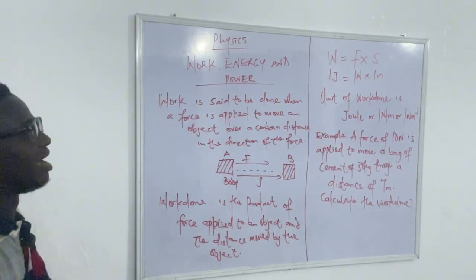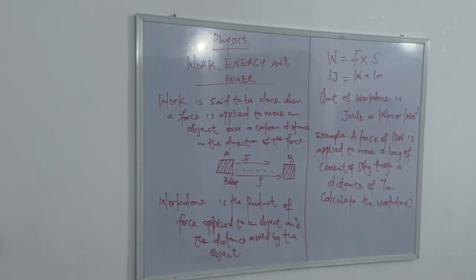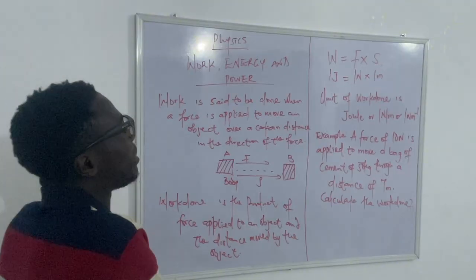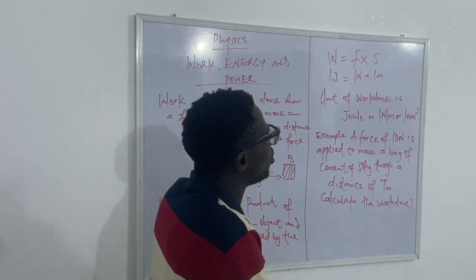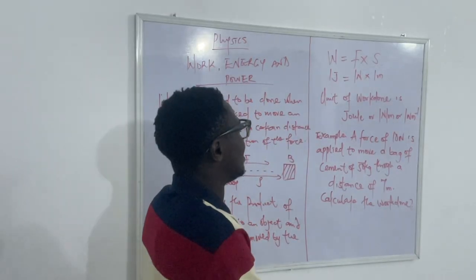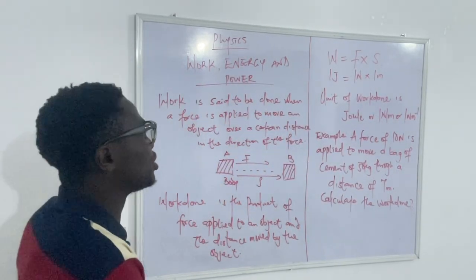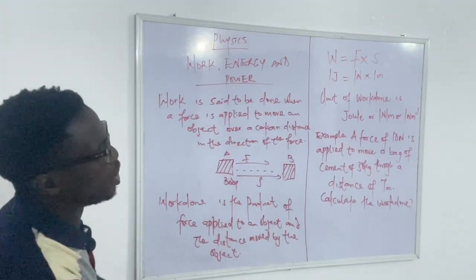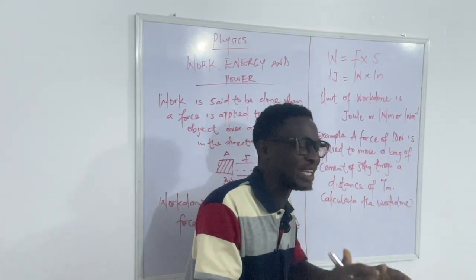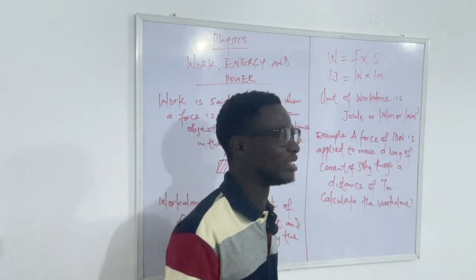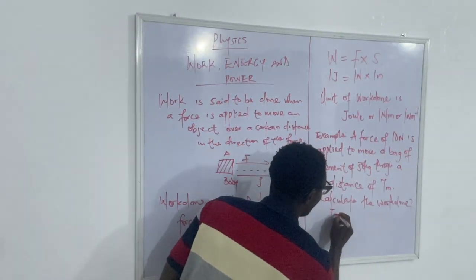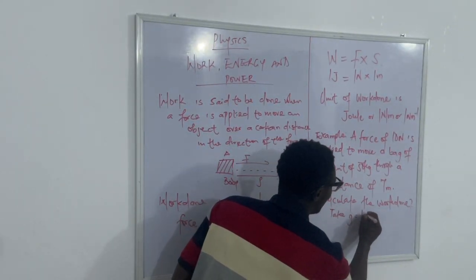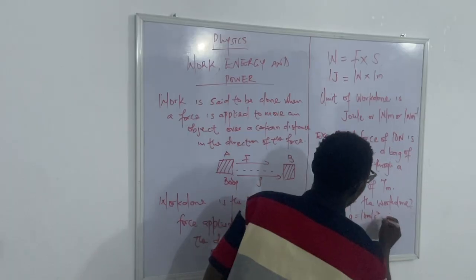Now, having been given the question that a force of 10 Newton is applied to move a bag of cement of 50 kg through a distance of 7 meters, we are asked to calculate the work done. Now, what comes to your mind? Let me say this in physics. It's so funny, but this question could even tell you, take g to be 10 meters per second squared.